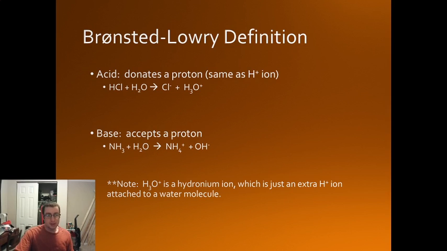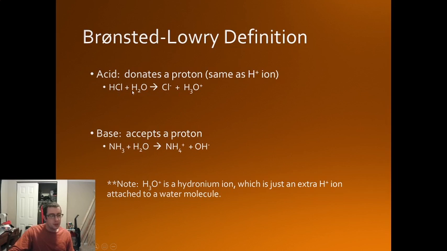Then we have Bronsted-Lowry definitions. These are a little more difficult, but they're going to be more useful. This is the one that's going to get used a little more often. A Bronsted-Lowry acid is something that donates a proton, which is the same thing as an H plus ion, or a hydrogen ion. So in this example, I've got HCl plus H2O makes Cl minus plus H3O plus.